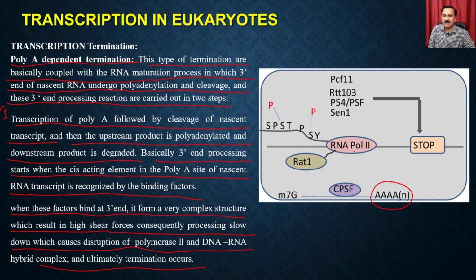So you can see that when the RNA polymerase reaches the termination site, it forms a very complex structure, and because of this complex structure, it results in high shear force, which means it becomes very difficult for the RNA polymerase to move further, and because of that the RNA polymerase as well as the RNA-DNA duplex gets broken down, and that's how it ultimately ends up in the termination of transcription.